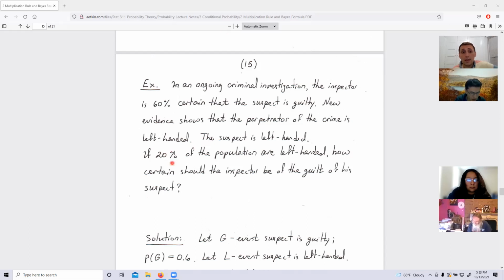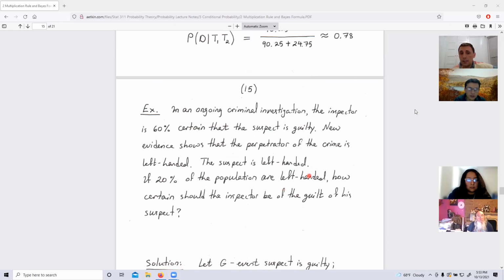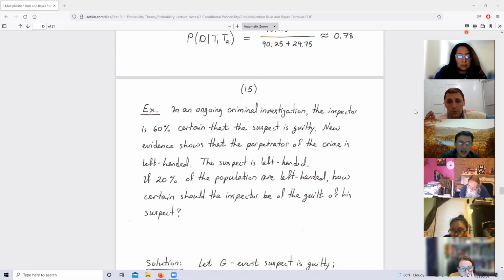So we know that 20% of the population are left-handed. Now the question is, what's the probability that the suspect is guilty given that this evidence is true? You see what we know, right? So we know that given that the person is guilty, he will certainly be left-handed, right? But if he is left-handed, that does not necessarily mean he's guilty. Yes. So how do we solve it?